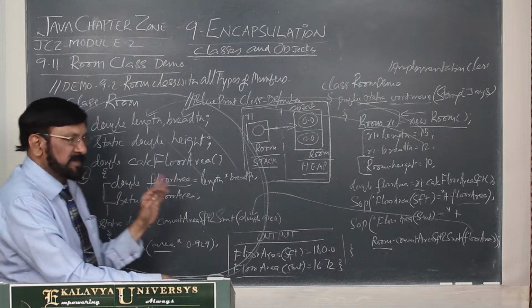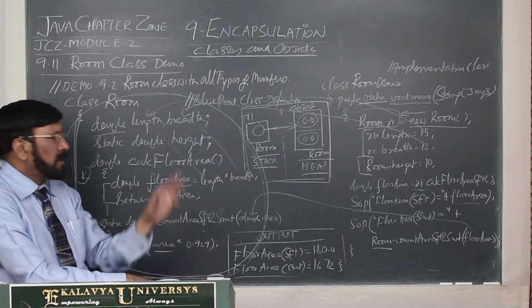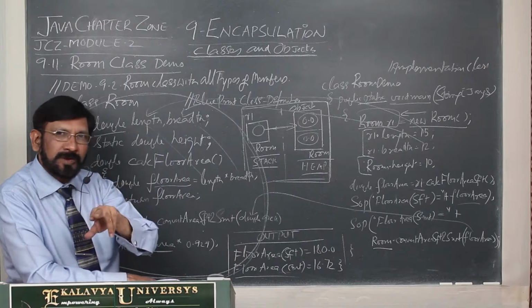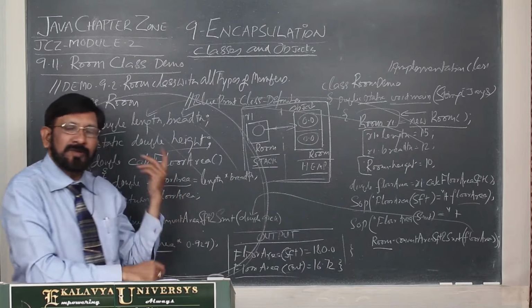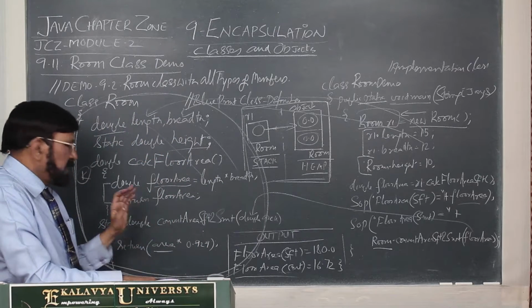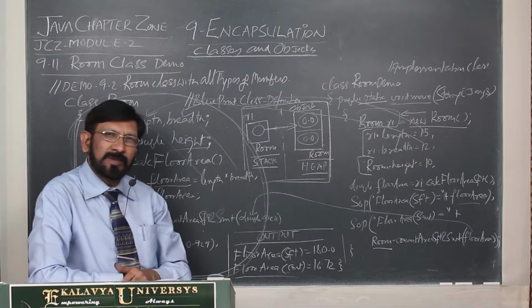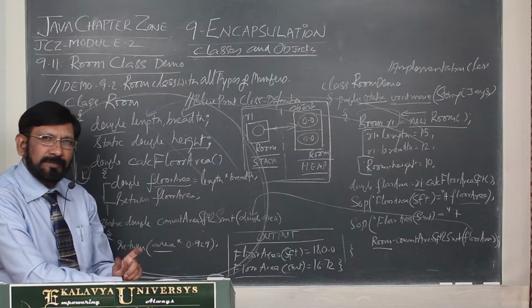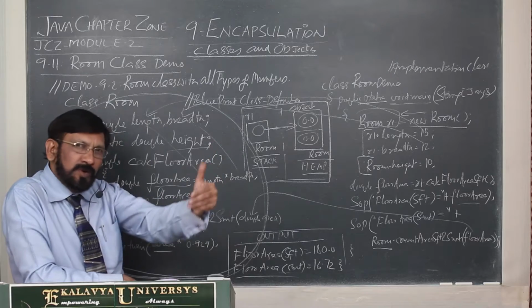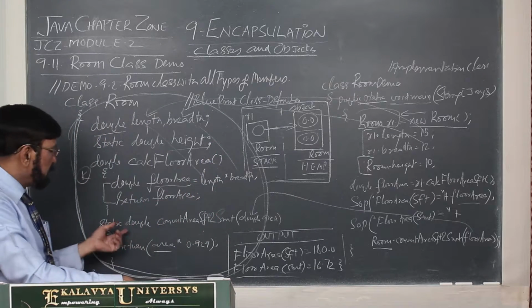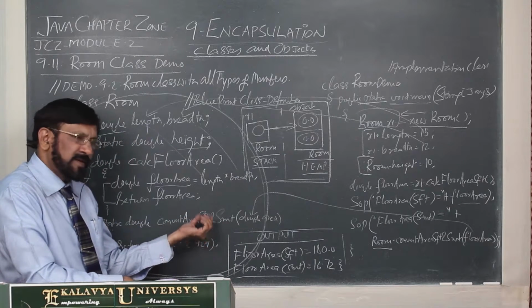In this case, our assumption is that in a building the height of all rooms is common. Length and breadth of each room may be unique, but height is common for all rooms. That's why this is the right candidate for static. Thereafter, methods. As far as methods are concerned, all methods normally are instance methods only. A particular method acting as a utility method is the right candidate for a static method. One more example here: conversion of area SFT into SMT.